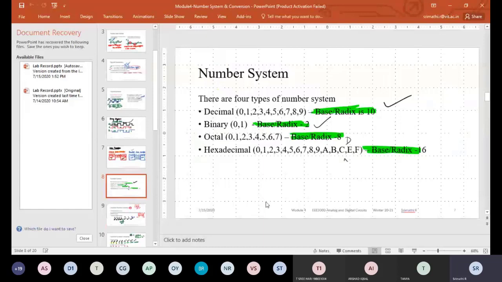And coming to the number systems, how to represent them, there are four types of number systems, namely decimal, binary, octal, and hexadecimal. As I said already, decimal starts from 0 and ends with 9. The base or the radix is 10. Binary is 0 to 1, and the base or radix is 2. Octal is 0 to 7, and the radix is 8. Hexadecimal starts from 0 and ends with F, whose radix is 16.